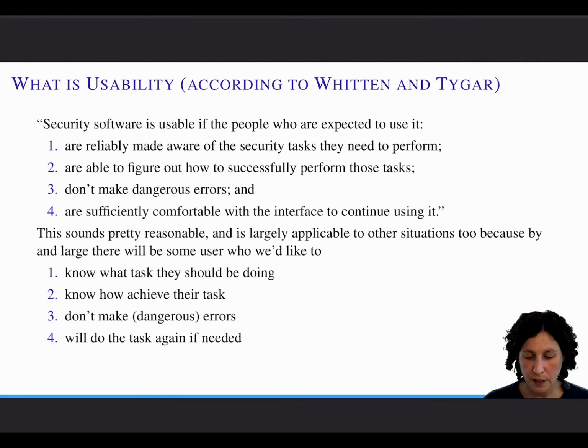So it's not just that you know what you're going to do, you also should know how you're going to achieve your task. You should have enough explanation, or enough understanding of the why, that you don't make really dangerous errors, so you don't achieve in a wrong way what you're trying to do. And it's not so tedious that you'll only do it once. So ideally, you would do the task again. So I think these 4 points: know what you should be doing, know how to do it, don't make dangerous errors, and do the task again.